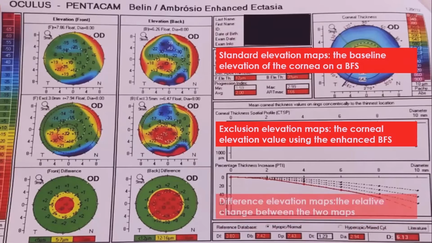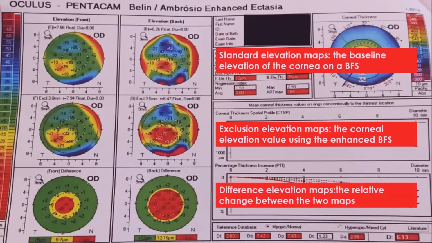The last two maps down show the difference between the best fit sphere and the enhanced best fit sphere. The difference is classified into three: normal, with the green color, less than 12 microns; borderline cases from 12 to 16; and more than 16, which is highly suspicious to be keratoconus, or more likely a keratoconic case. So it is only supportive evidence, especially when we have borderline cases.